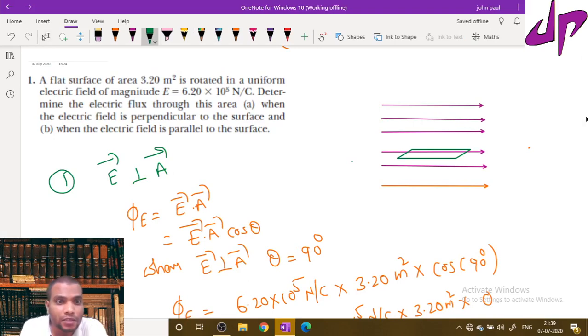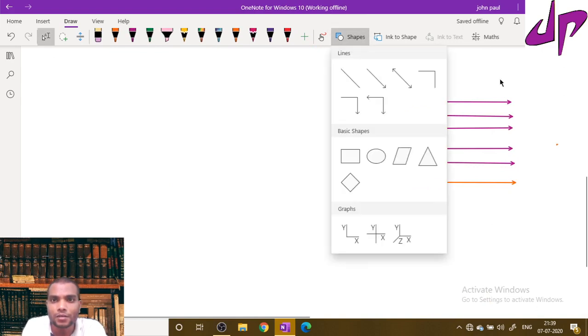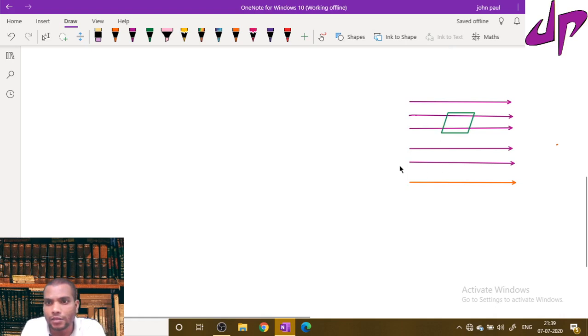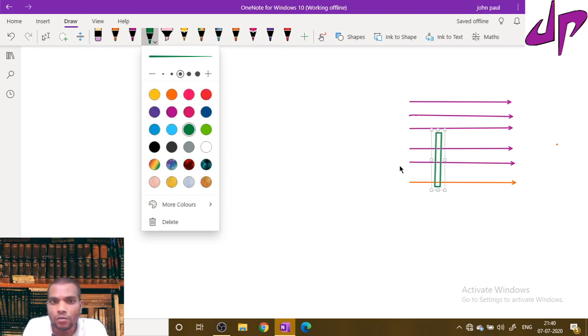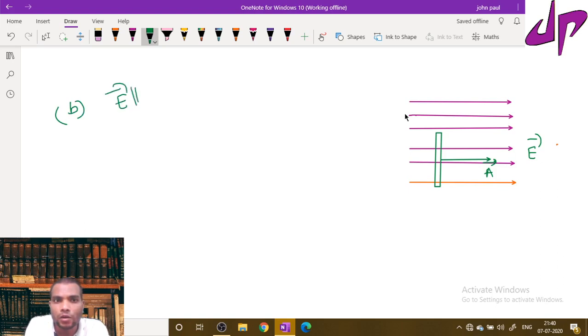For the second case, that is when the electric field is parallel to the surface. Suppose you take the electric field, and in this electric field you take a surface which is parallel to the electric field. So if you rotate the surface, let it be that. So the area vector now is along this direction. Now if you draw the area vector, it is along this direction. Now the electric field vector and the area vector are in the same direction. So for the second case, E bar is parallel to A bar. What is the angle between them? Theta equals 0 degree.